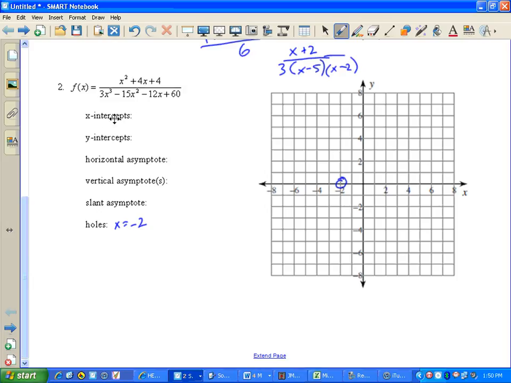Let's see. X-intercepts, when the top is 0, that's my hole already, so really I don't have any x-intercepts. Y-intercepts, I'm going to put 0 in for x. So this would be 0, 0, 0, 0, 0. I got 4 over 60, which is 1/15, which is just above right there.